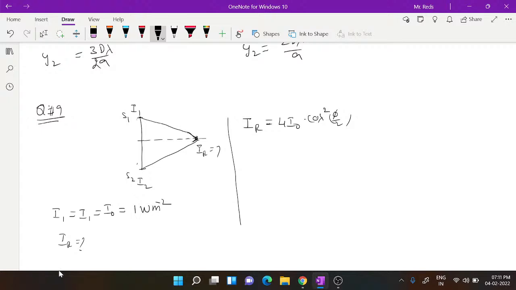If you write the phase in terms of path difference, 4 I naught into cos square. Phase difference is 2 pi by lambda into path difference, right? Anyway, you can also write it directly as pi by lambda into path difference, because the 2 gets cancelled, but the path difference is 0. So the phase difference also will be 0. In terms of path difference, cos 0 is equal to 1. So IR is equal to 4 I naught into 1, where I naught is given as 1 watt per meter square.